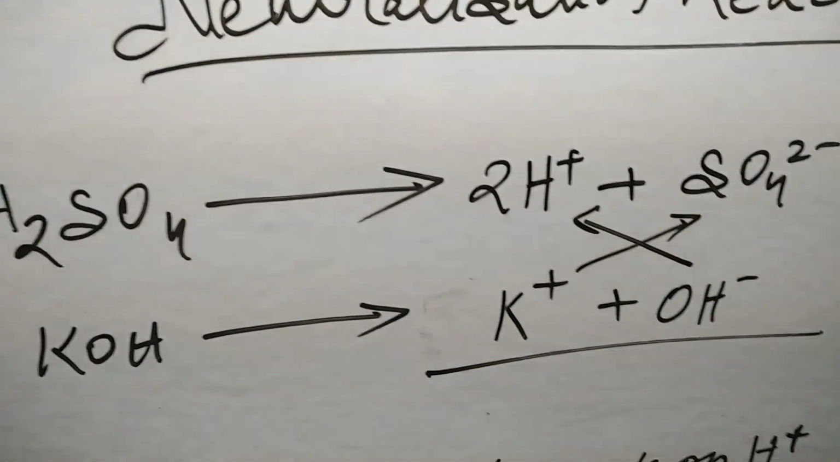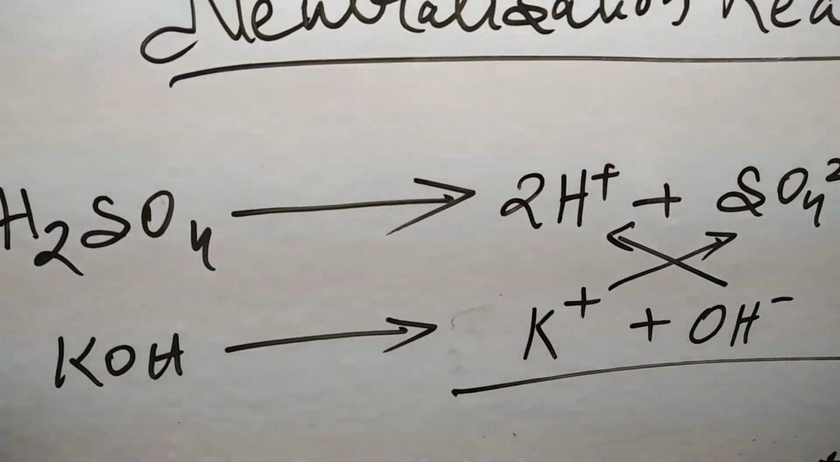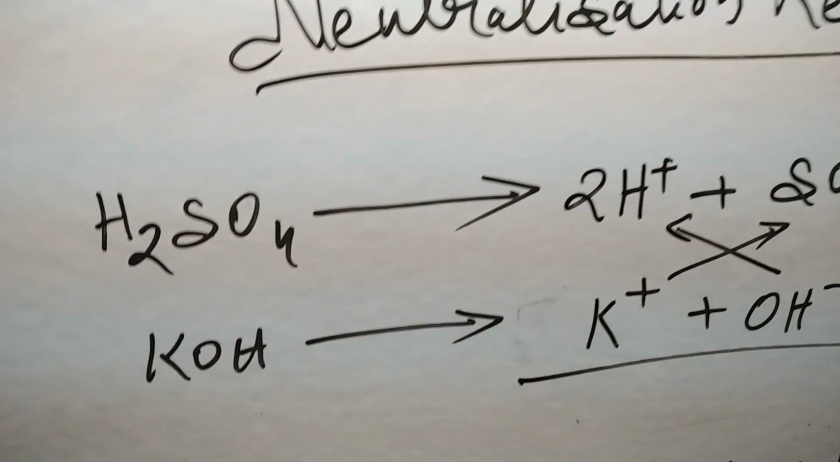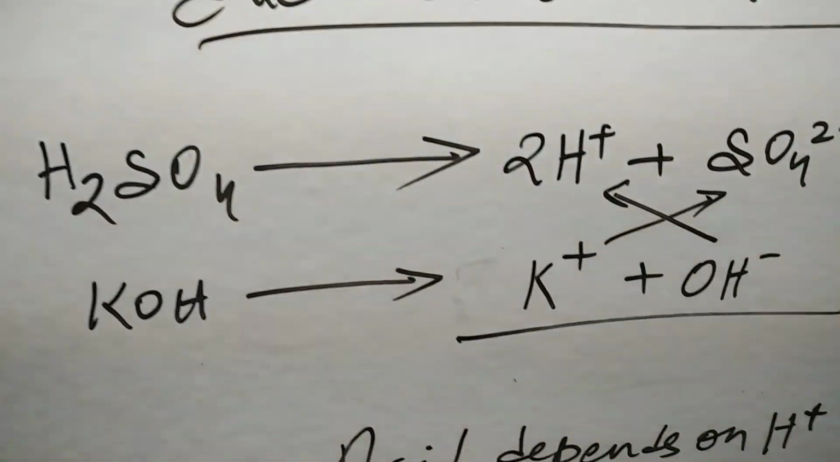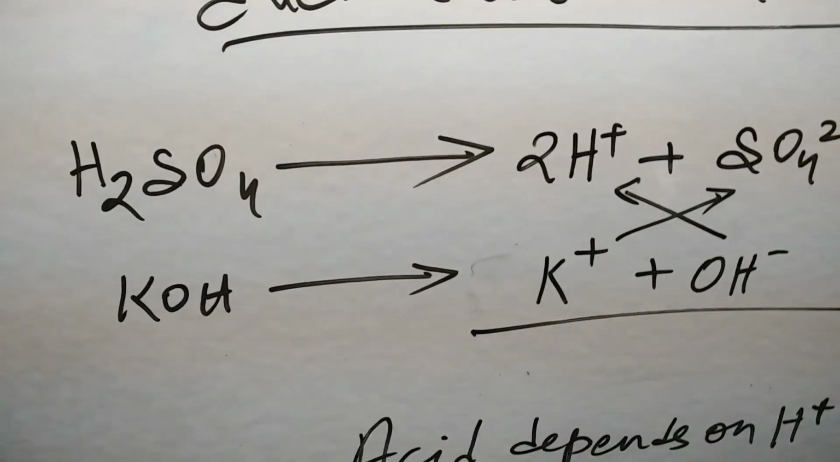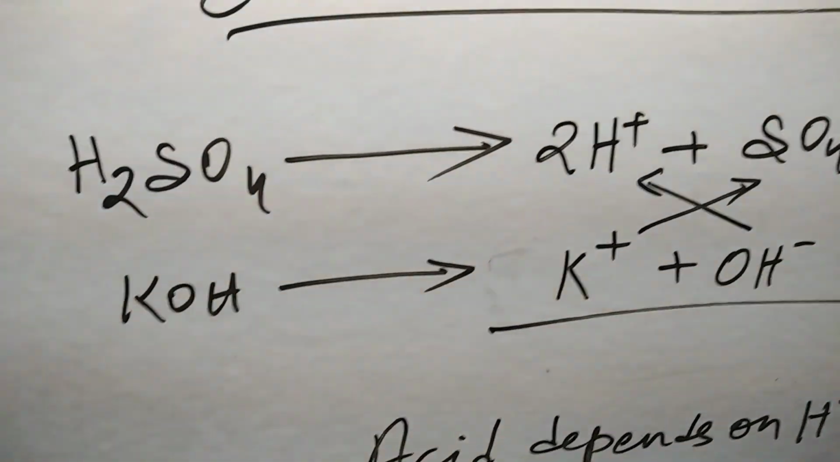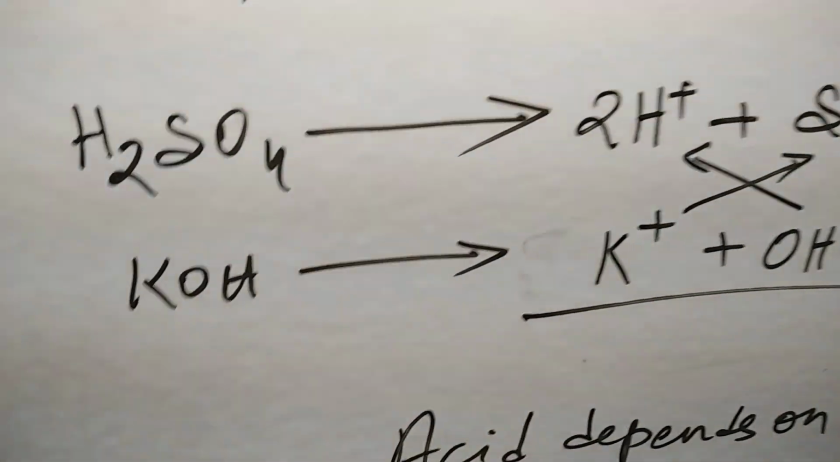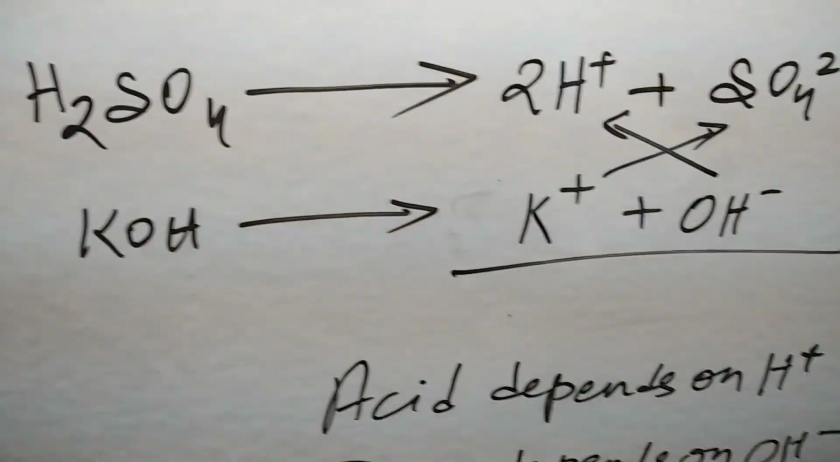What are they? First is when a strong acid reacts with a strong base. Second, the reaction between a strong acid and a weak base. Third, the reaction between a weak acid and a strong base, and the reaction between a weak acid and a weak base. Okay students, now let's move on to the hydrolysis reaction.